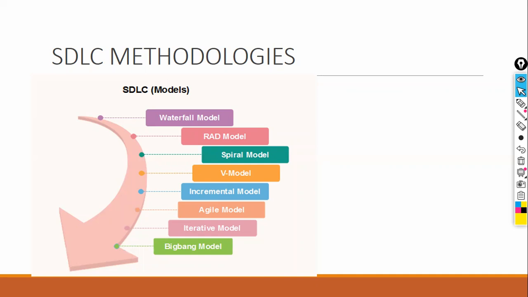Out of these many methodologies, nowadays the most popular is the Agile model. All the software companies are following the Agile model, and I think everyone is using and following the Agile process. So we will see the Agile model and the difference between Waterfall and Agile. We will move to the next slide.